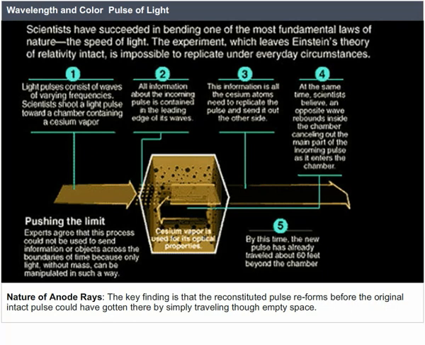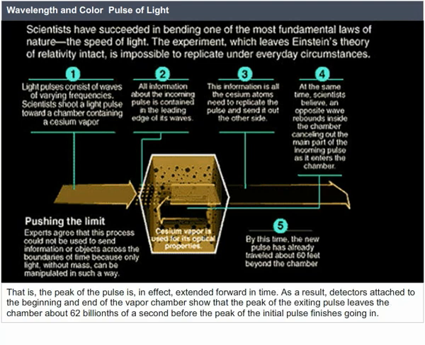Nature of anode rays. The key finding is that the reconstituted pulse reforms before the original intact pulse could have gotten there by simply traveling through empty space. That is, the peak of the pulse is, in effect, extended forward in time. As a result, detectors attached to the beginning and end of the vapor chamber show that the peak of the exiting pulse leaves the chamber about 62 billionths of a second before the peak of the initial pulse finishes going in.